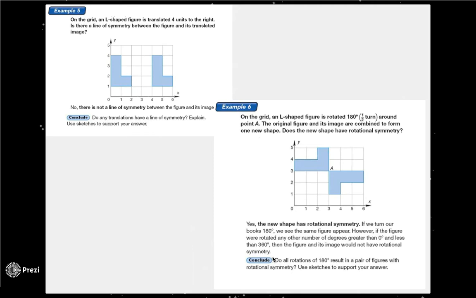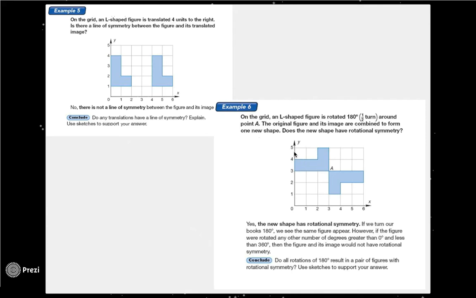On a grid, an L-shaped figure is translated 4 units to the right. Is there a line of symmetry between the figure and its translated image? So if we look from here to here, with the translation, if we put a line of symmetry down the middle and we fold it, will it equal the same thing? No, they wouldn't meet up. So there is no line of symmetry between these two figures.